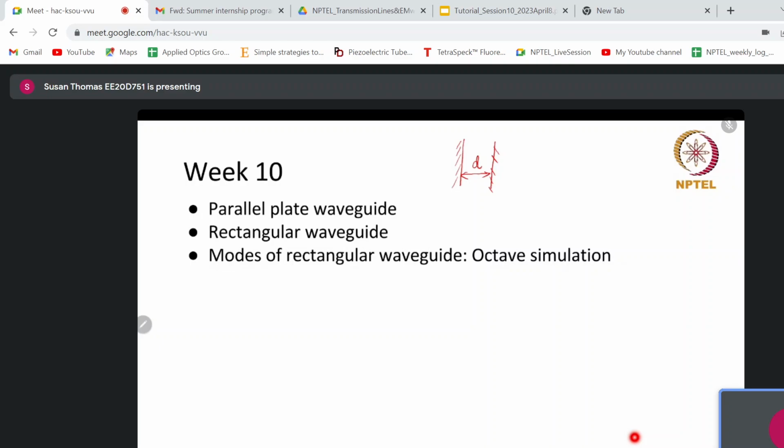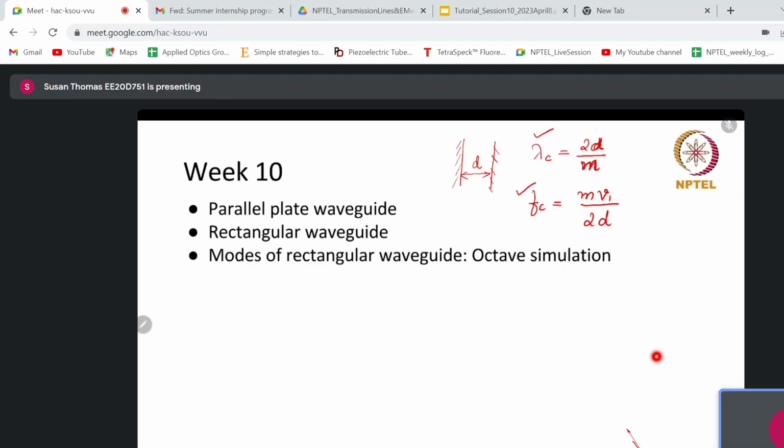A few basics which we discussed last week: the cutoff wavelength lambda c is equal to 2d by m, where d is the distance between the plates and m is the mode number. And then the cutoff frequency is m v1 by 2d. So these are the expressions for cutoff wavelength and cutoff frequency.